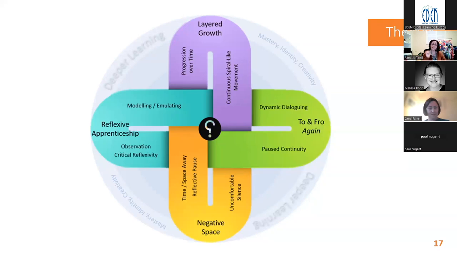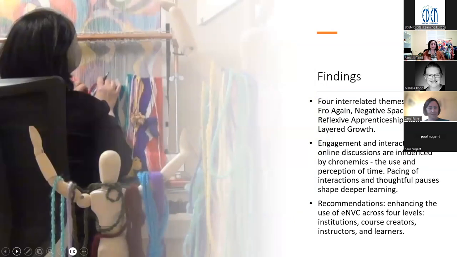But we need to pay attention, because in asynchronous discussions, a negative space, if it's too long, can affect interaction. And of course, I'm not going to talk about all the other themes because I am being very sensitive to the time, but I can talk about them later on if I'm asked. In addition to these themes, I came up with a lot of findings that are the outcome of my research.